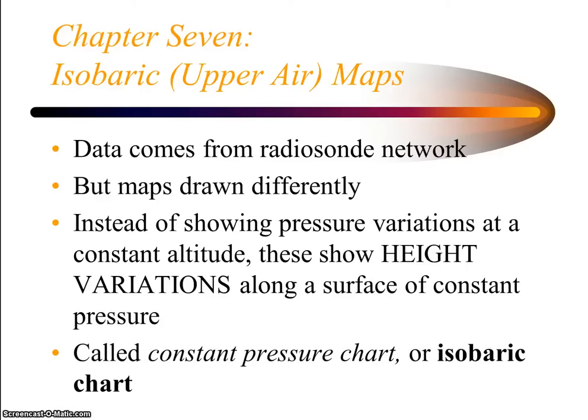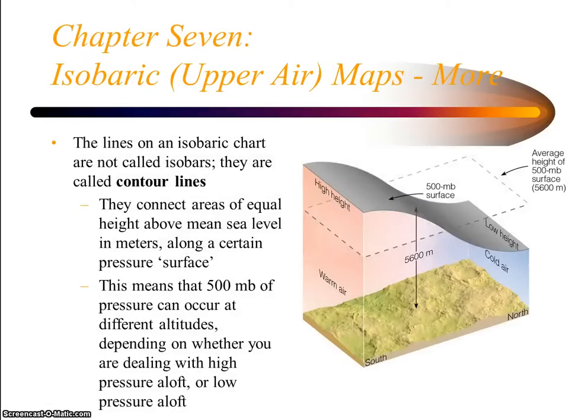Those charts are called constant pressure charts or isobaric charts. And here's kind of the concept here. The lines on an isobaric chart are not called isobars, by the way. They call them contour lines. They connect areas of equal height above mean sea level in meters along a certain imaginary pressure surface. Now, you can't look up at the sky and say, oh, you see that line up there? That's the 500 millibar pressure surface. It's imaginary, but we get that information by launching those instrument packages from 69 places in the U.S. twice a day called radiosondes.